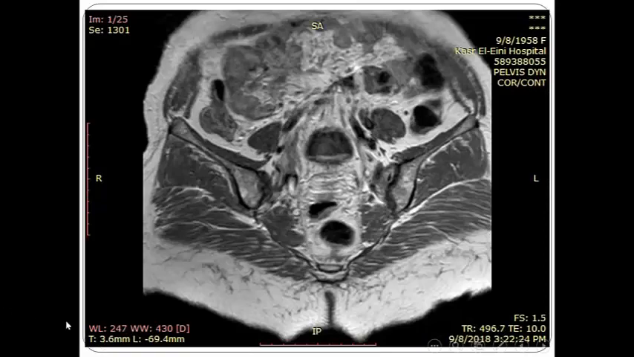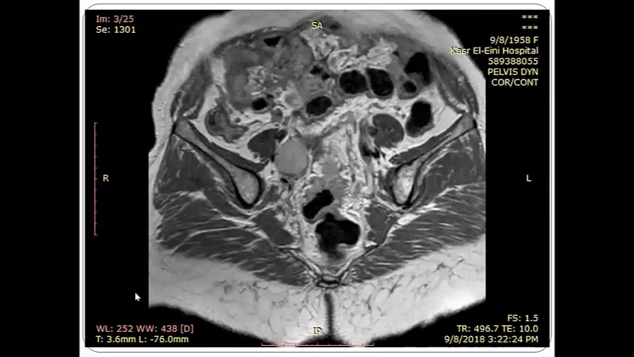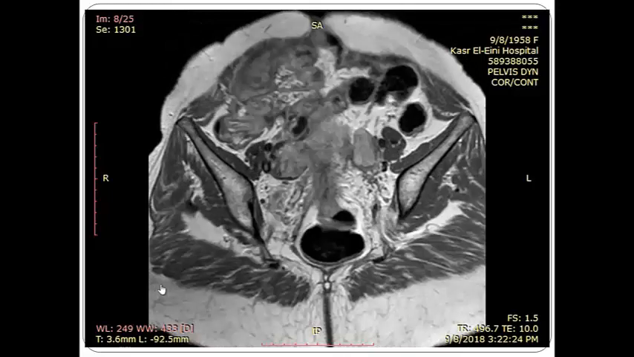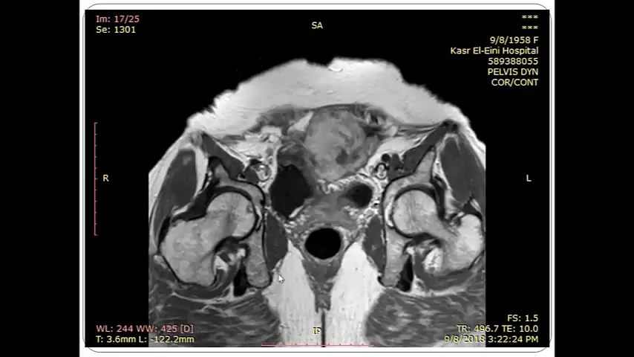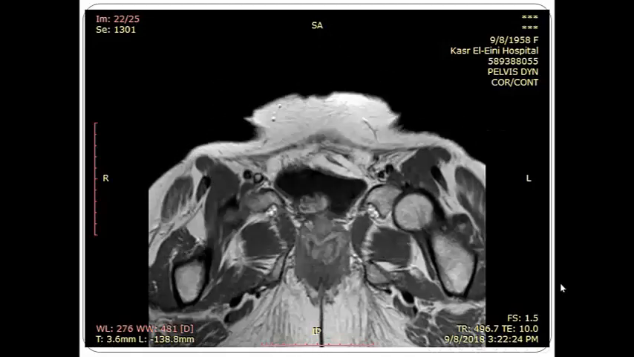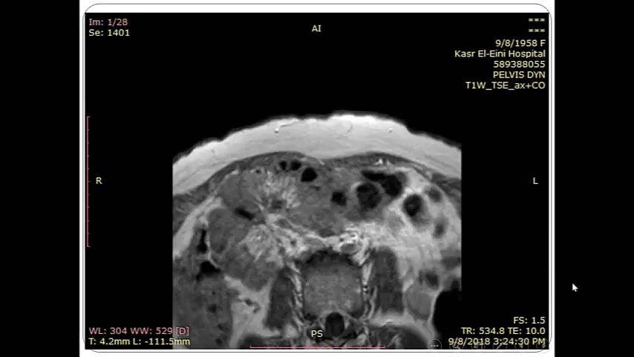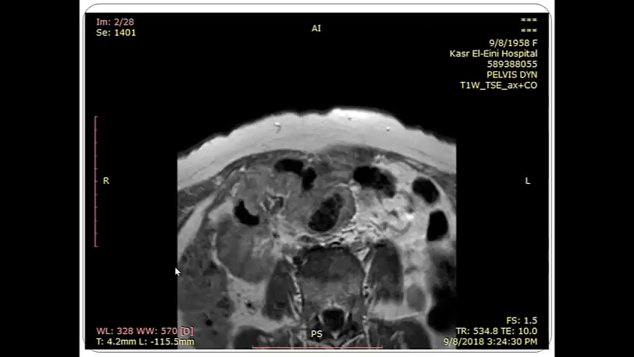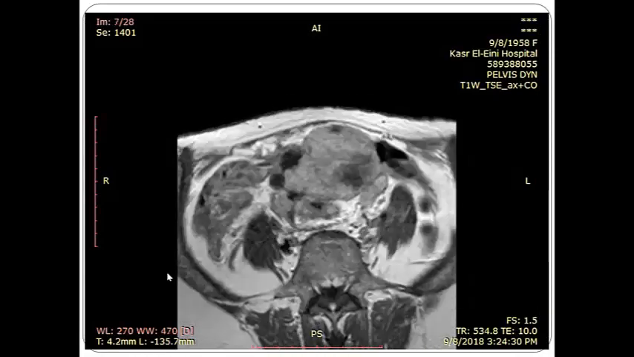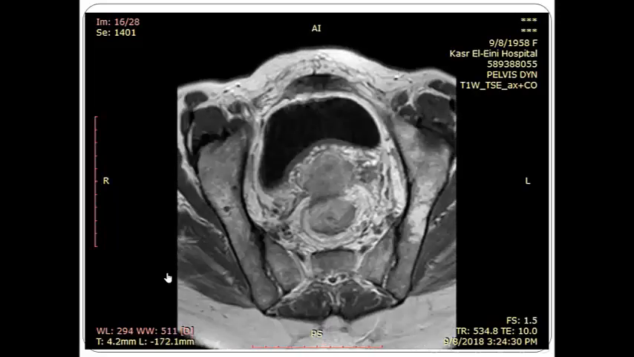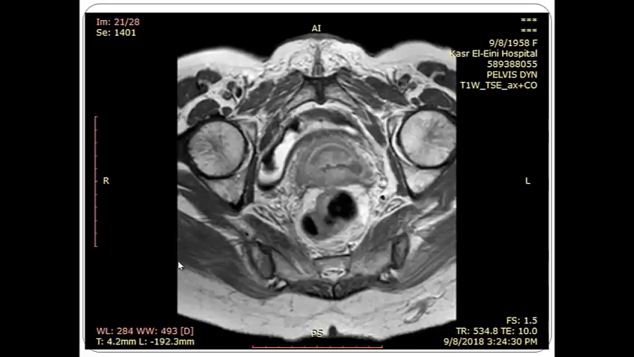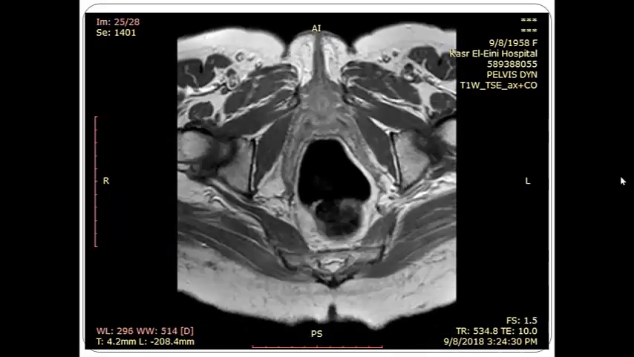Here also, this is the post-contrast also. Of course, there is another finding that you must pick.